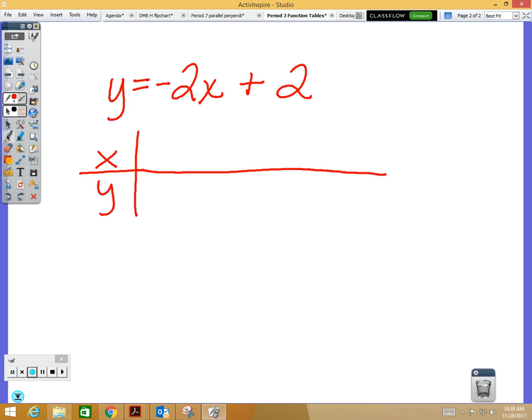All right. Now, we could choose any value we wanted, any number we wanted for x. We could put it into our equation, and then we could figure out what y is. But I'm going to start off with giving you values of x. I'd like for you, next to the x, put a negative 2, negative 1, 0, 1, and 2.